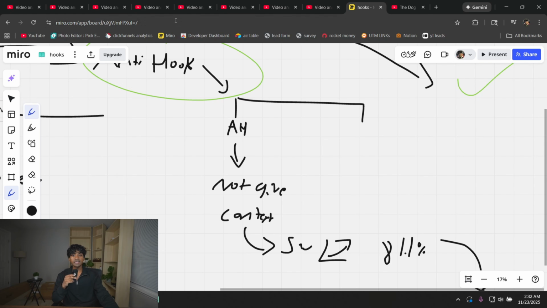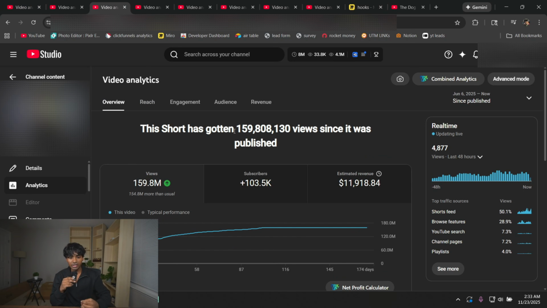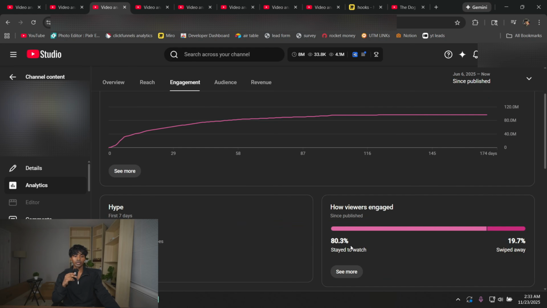So if you're making content in general, anti-hooks is a very, very powerful weapon you can use to actually increase the swipe ratio and then overall get more views. And I think that's pretty much everything for this video. I mean, we went over hooks, anti-hooks, and then overall just how to increase your swipe ratio.